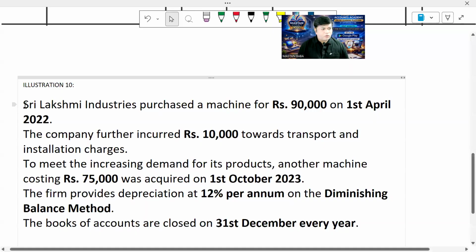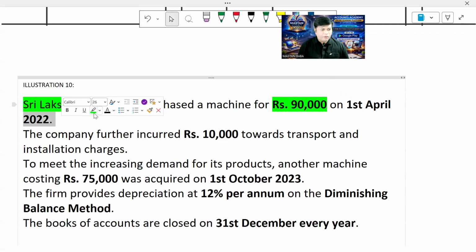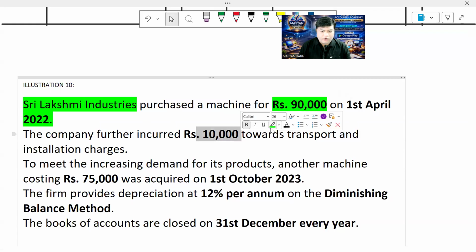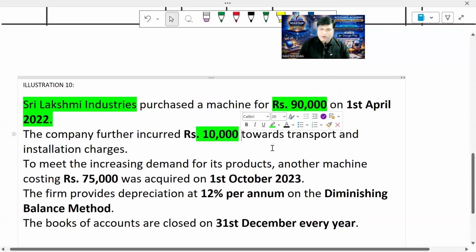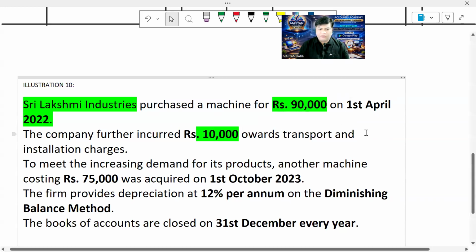So, dear students, go through the question. Sri Lakshmi Industries purchased a machine. The value of the machine is 90,000 rupees. On 1st April 2022, they purchased it for 90,000 rupees. And the company further incurred 10,000 towards transport and installation charges. So ultimately, the cost of the machine comes to 90,000 plus 10,000, 1 lakh, acquired on 1st April 2022.